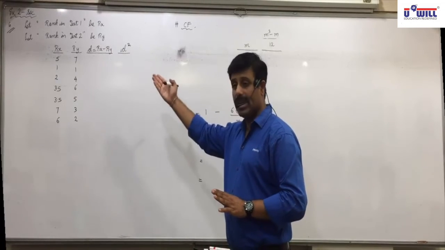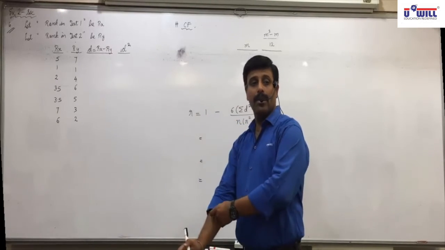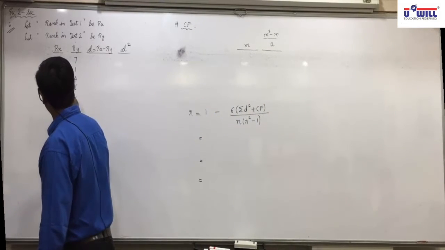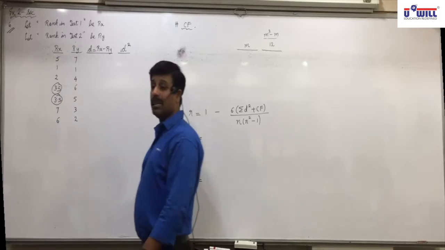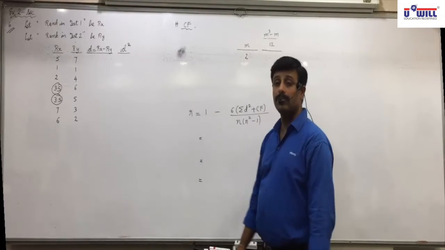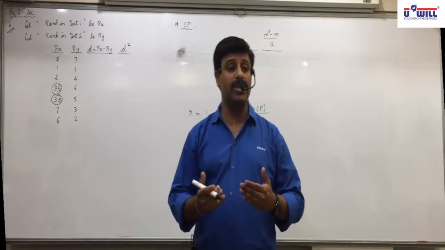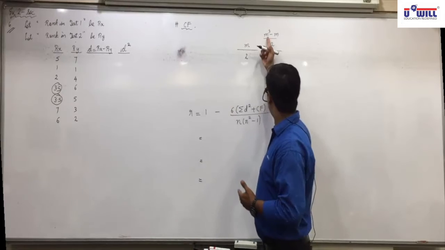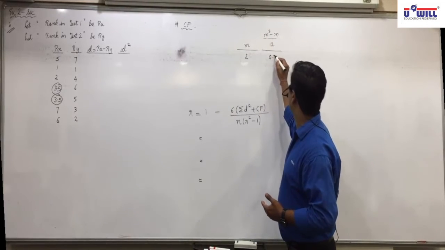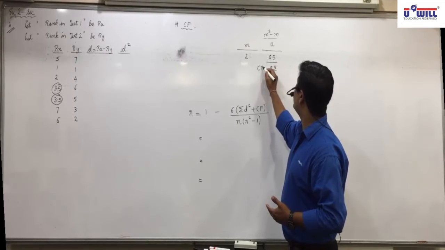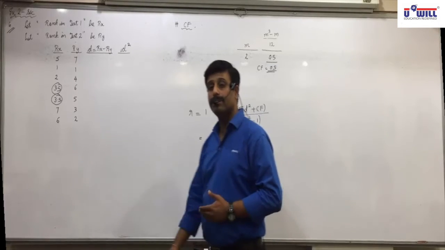Can you do it on your own? D square, etc. See here, this is the only observation repeated. Anywhere else do you find same numbers? So can I say that M is 2? Yes. The number of observations in repetition must have been 2. What is 2 cube minus 2 upon 12? 0.5. And that itself is CF, because only one time repetition is there.